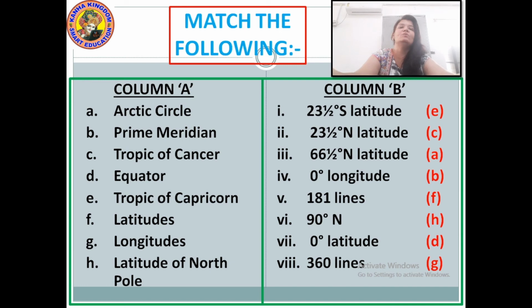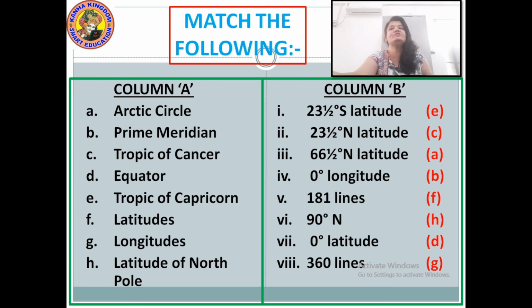Now latitudes is column B, number 5, 181 lines. Longitudes, column B, option number 8, 360 lines. And latitude of North Pole is column B, number 6, that is 90 degree N. So your answer should be E, C, A, B, F, H, D, G. Okay?